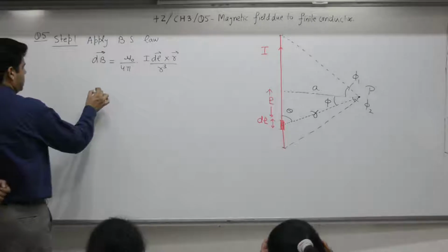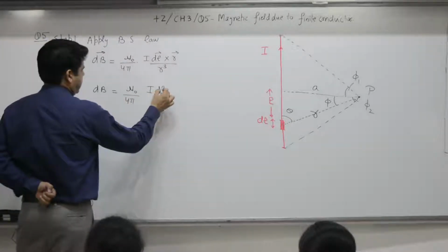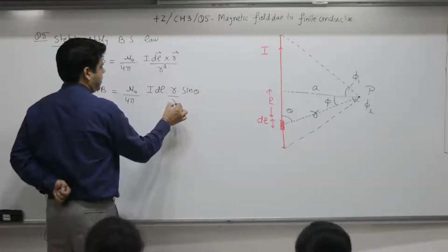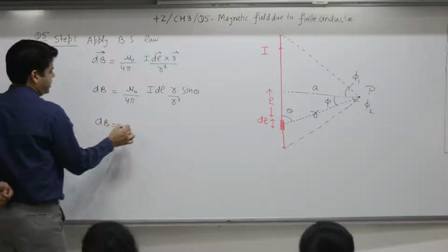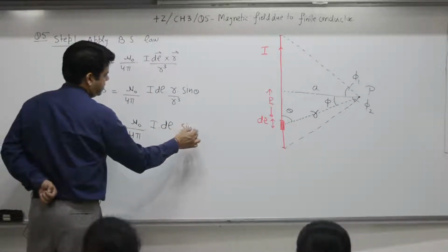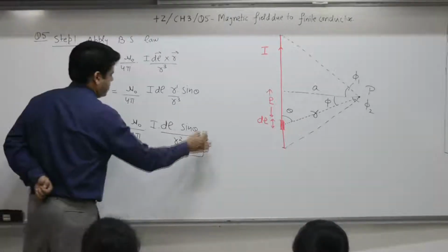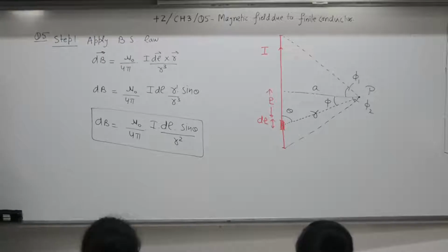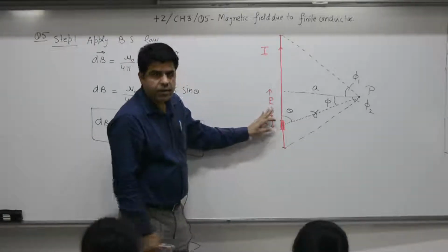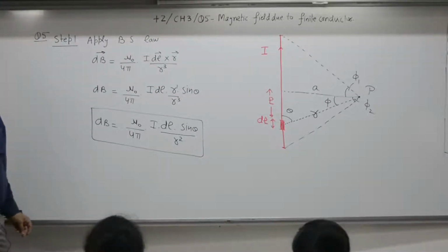Yes, dB is equal to what? Mu naught by 4 pi, I dl r, angle between I dl and r, sin theta by r cube. So what you get is dB is equal to mu naught by 4 pi, I dl sin theta by r square. What we want at P is not only the magnetic field due to this small element, but the magnetic field due to the total wire. Yes, the next step should be integration.